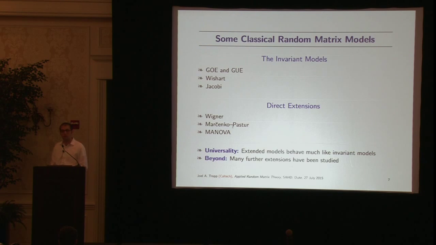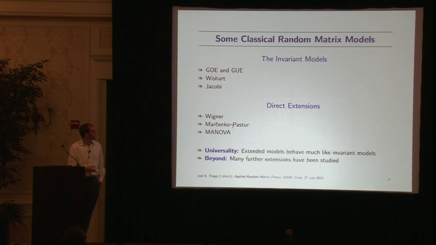The Wigner matrix is like a fancy version of the GOE, where now the entries don't have to be Gaussian anymore. They can come from some other distribution. Marchenko-Pastur is sort of like the square root of a Wishart matrix. It's a matrix with independent entries, and its product with its transpose gives you a Wishart-type matrix. And MANOVA is like a Jacobi matrix.